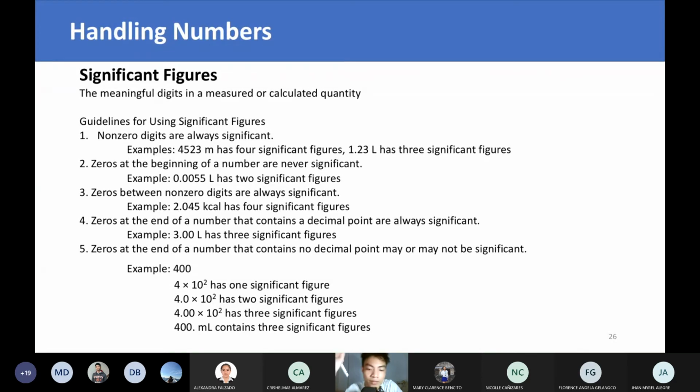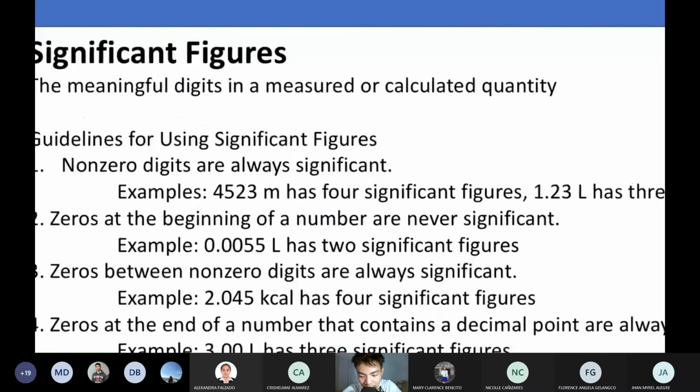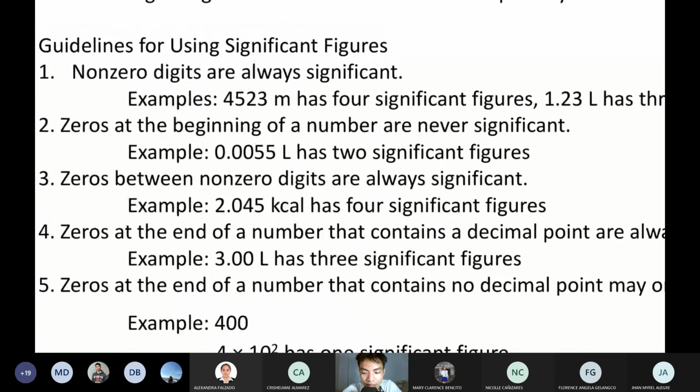So, let's proceed with significant figures. When you say significant figures, these are the meaningful digits in your measurement or your calculated quantity, because not all digits are significant. Ibig sabihin, hindi lahat nagmamatter. Meron lang certain digit na important or significant. So, how will we know if a number is significant or not? These are the guidelines. Rule number 1. Non-zero digits are always significant. Basta hindi siya zero, significant yan.